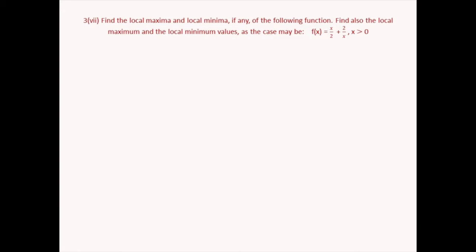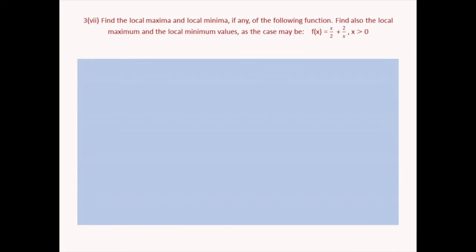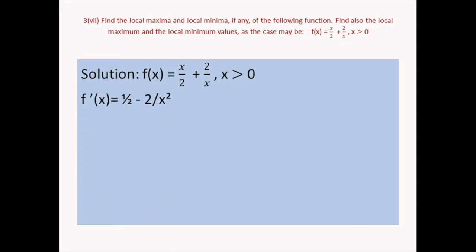Now the next question says, question number 3, 7th part, which talks about again the local maxima and minima if they exist, and then you have to find the values also correspondingly. And the function has been given to me as x by 2 plus 2 by x, with x being greater than 0. Now you should understand why x has been given as greater than 0, because if it is 0 then the function becomes undefined.